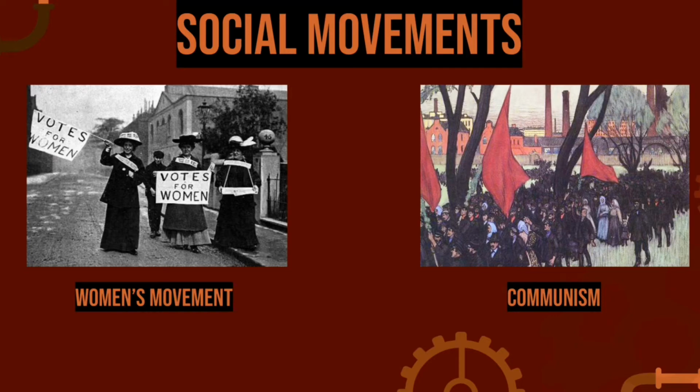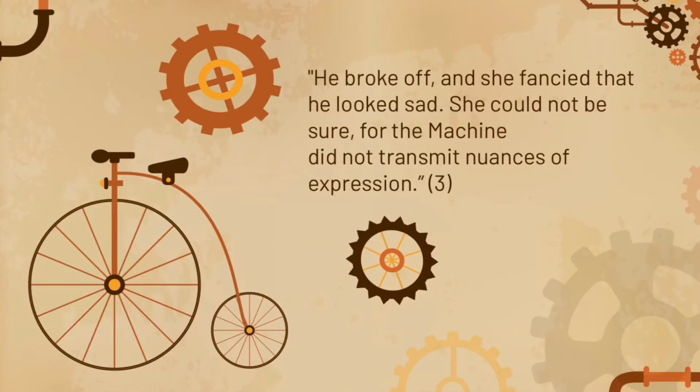Now I'll compare those events and movements to quotes I found in the story. Here's the first quote I found. This quote strongly relates to the Second Industrial Revolution with respect to the invention of the telephone. The quote mentions Vashti not being able to see Kuno's expression through the machine. This is very similar to the telephone because the telephone allows you to hear voices but prevents you from seeing emotions and expression. The device they use is essentially a FaceTime call in which the machine blocks expression, which the telephone similarly does because you cannot see the person you are talking to.